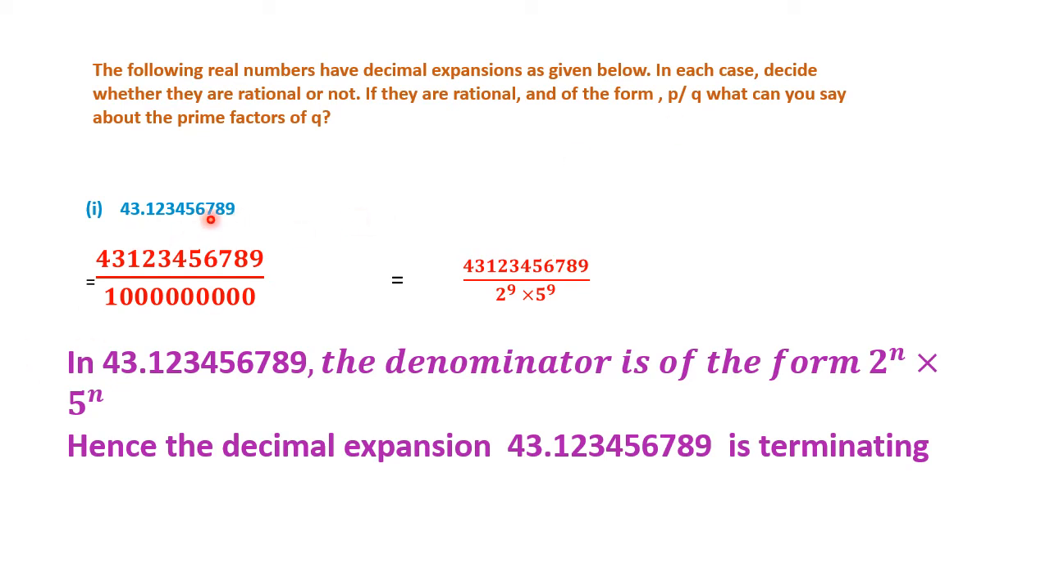Here you can see one example. You can convert this decimal expansion into a rational number, and in this rational number we can see that there are 9 numbers after the decimal, so we have written 9 zeros. So 2 power 9 into 5 power 9 is in the denominator, and hence, since the denominator is of the form 2 power n into 5 power m, this decimal expansion is terminating according to theorem 1.5.